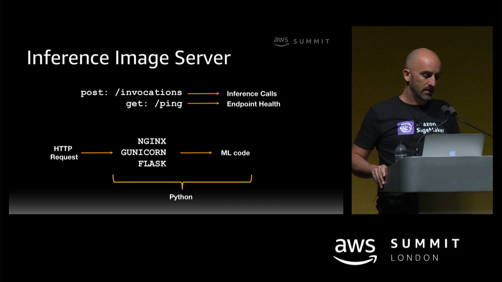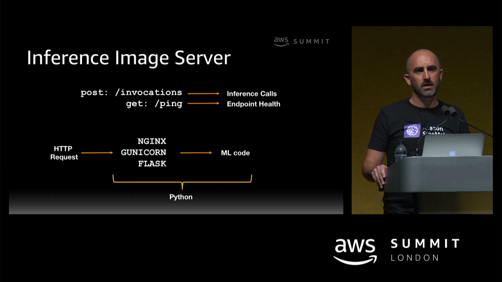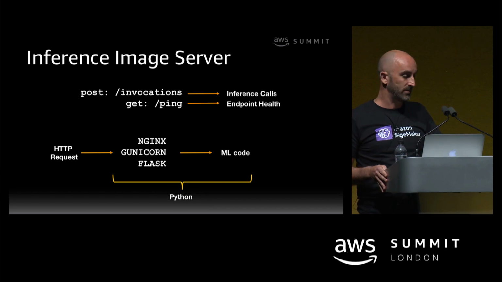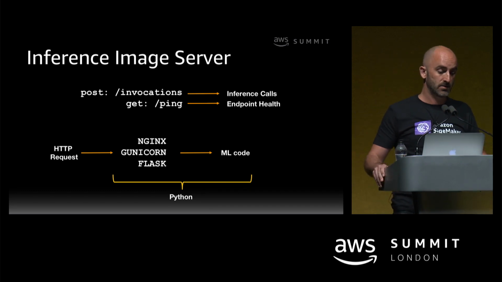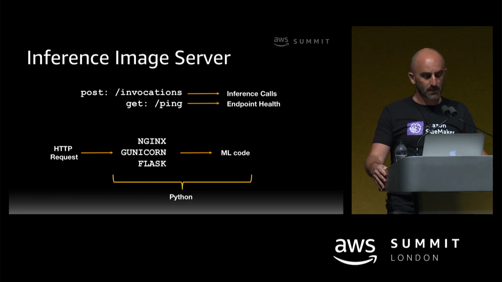The other path you have to implement is the ping API. SageMaker will frequently ping your endpoint to check the health of it, to make sure it's healthy. So you need to implement a /ping reference path with a GET, and then return 200 success if your inference server is healthy.